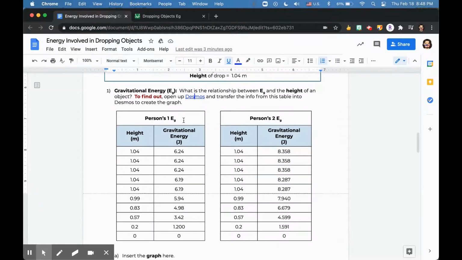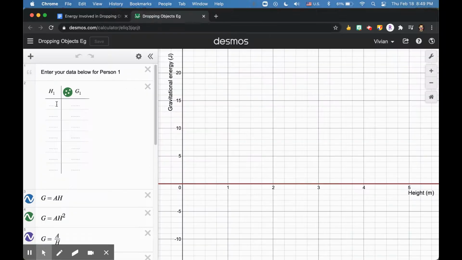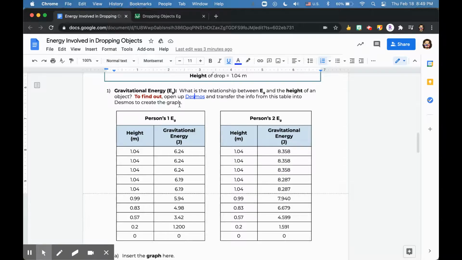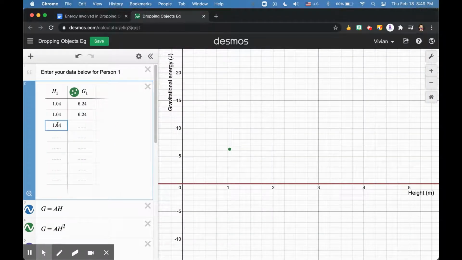So what I'm going to do is, here's person 1. I'm going to start entering the data. 1.04, and then 6.24, oops, that's a 2, 6.24, 1.04. Then 6.24, 1.04, wait, is it 1 or 6? 6, sorry. 6.19, I saw that twice, 6.19, 1.04, and so on and so on.